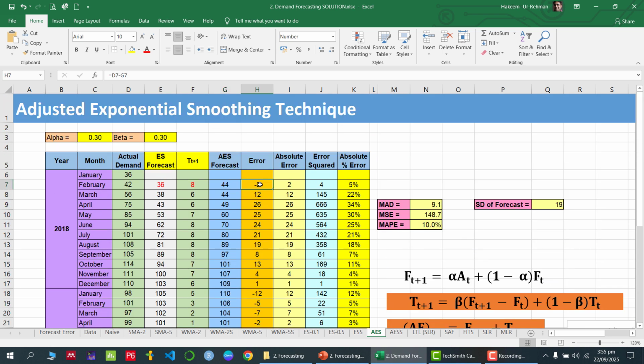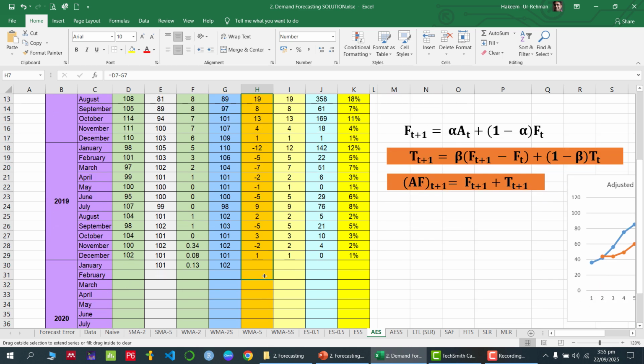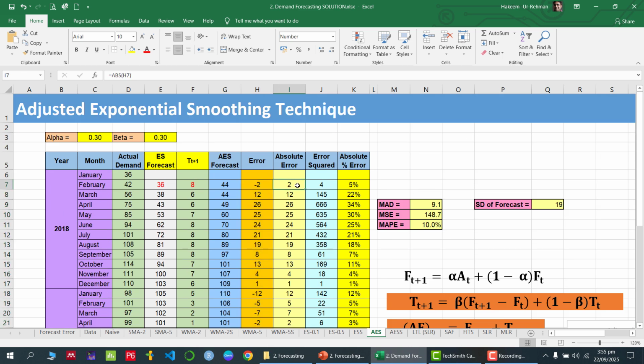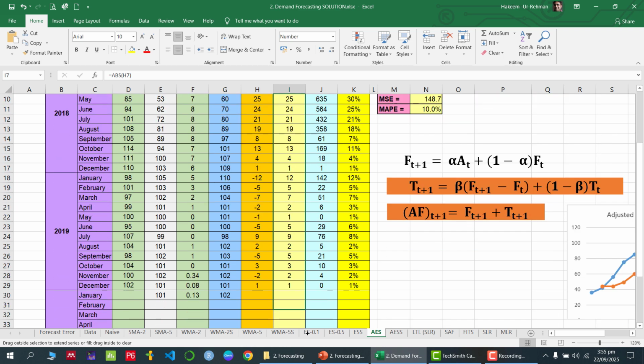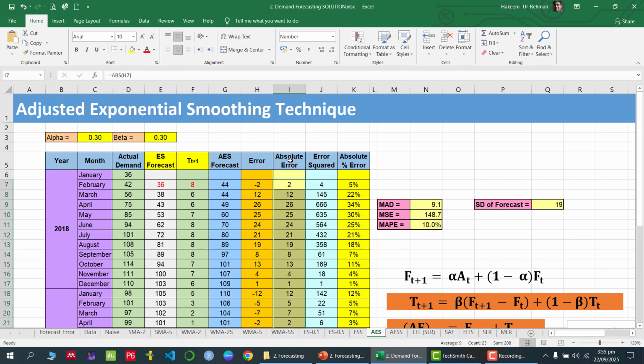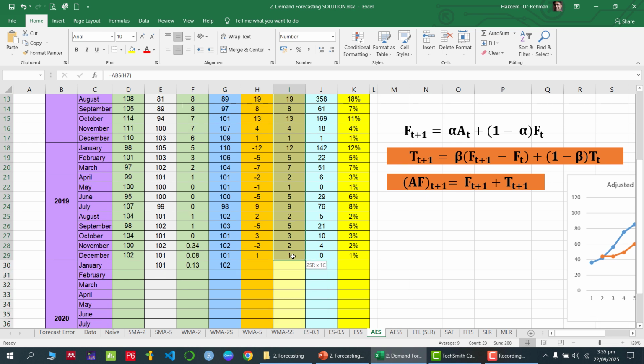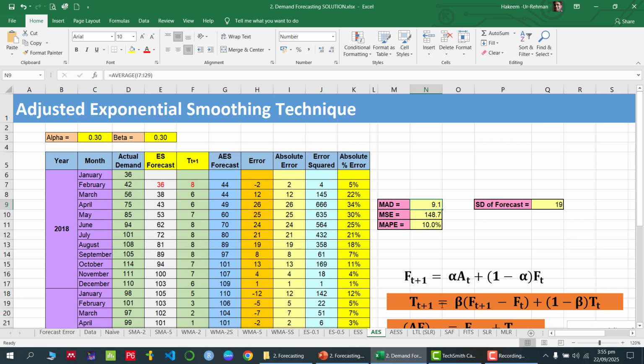Okay, now in order to calculate the errors, we take the actual value minus the forecasted value. Once we have applied this formula, we can easily calculate the errors. Same is the case to calculate the absolute error, we can apply the absolute of these errors. So why are we calculating the absolute error? Because the average of these numbers is going to be our mean absolute deviation, which is also known as mean absolute error.